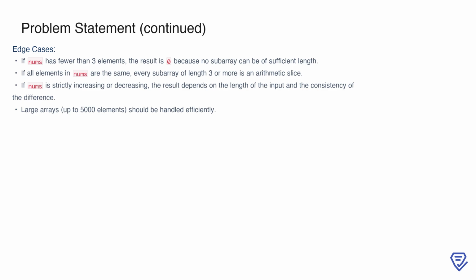To wrap up, there are some important edge cases to consider. If the array nums has fewer than 3 elements, the result is always 0 because no subarray can meet the minimum length requirement. If all the elements in nums are the same, every subarray of length 3 or more is an arithmetic slice since the difference between consecutive elements will always be 0. For arrays that are strictly increasing or decreasing, the result depends on how consistently the difference is maintained across the elements. Finally, because the input size can be as large as 5,000 elements, it's crucial to handle large arrays efficiently to ensure the solution performs well within the given constraints.